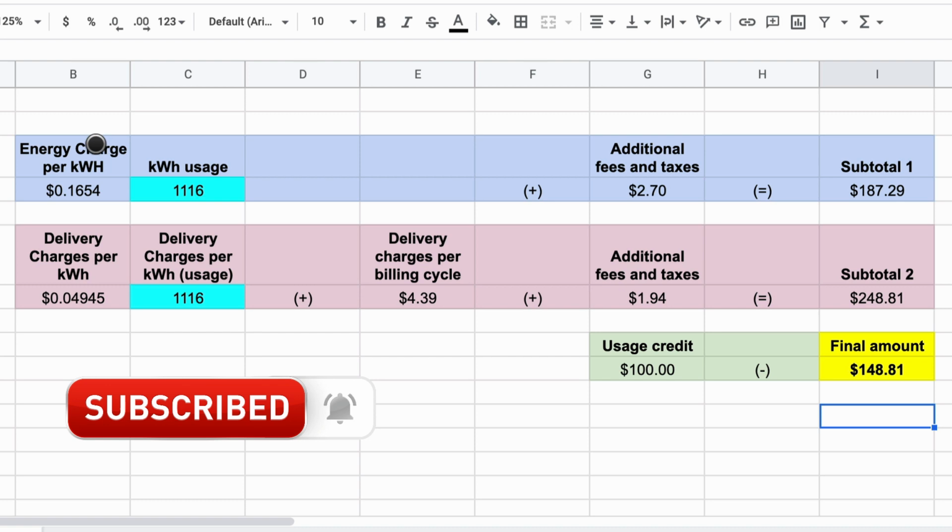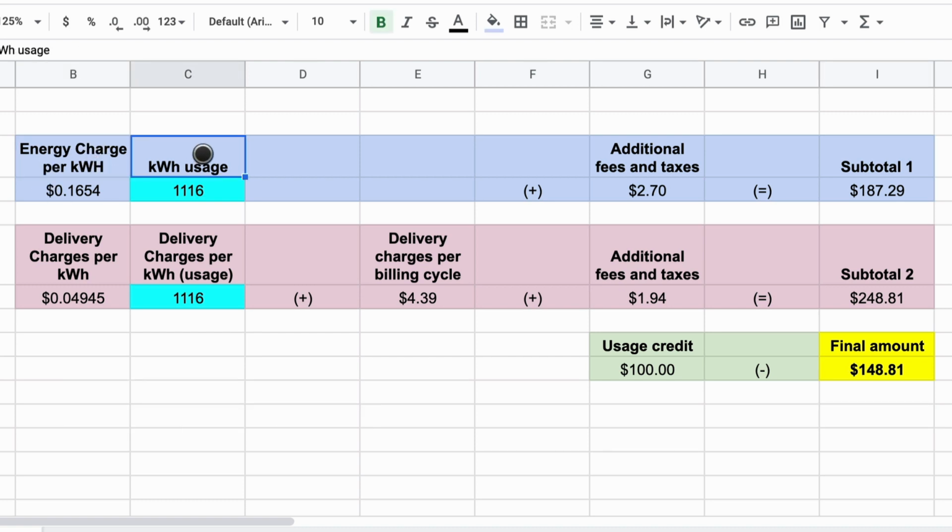Remember, you need the energy charge per kilowatt hour, and then of course the usage. You need to know more or less the average usage that you have per month. And then depending on where you live, you have delivery charges, and so you need to multiply the rate of the delivery charge by the usage, and then perhaps add a few other small fees, and then you can just add up all these amounts. This is the total, and then if you get some credit from the company, you can subtract that amount, and this is the final amount that you will be paying monthly, at least for this month.